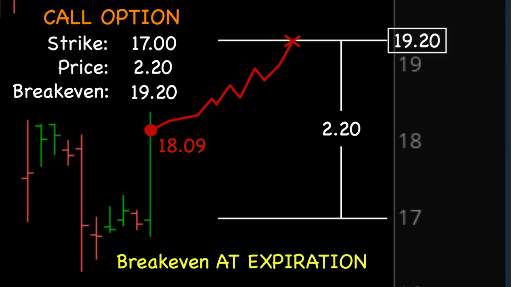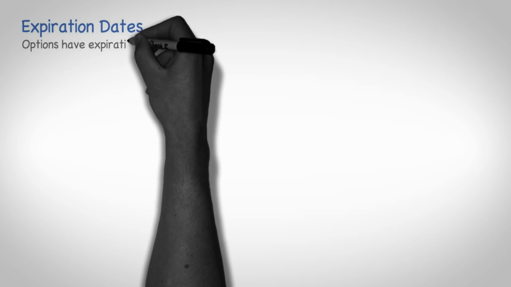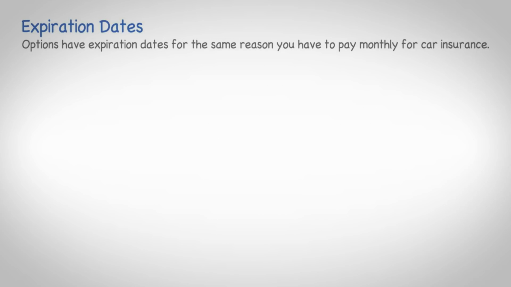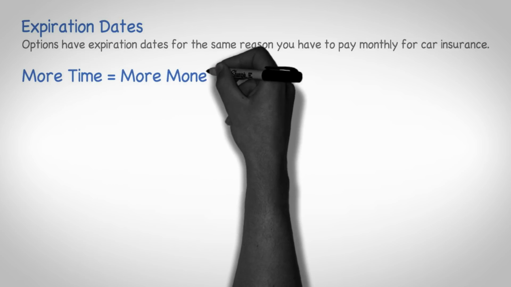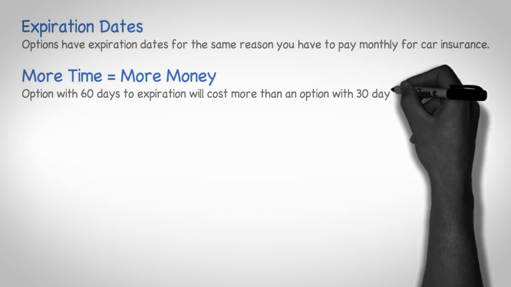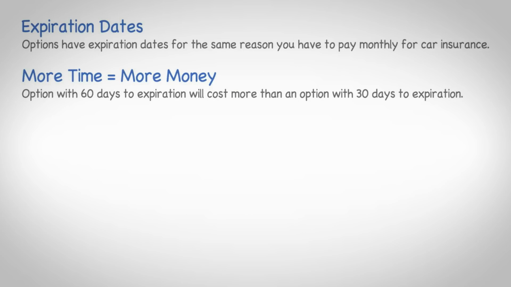We are actually able to open and close the trade any time before the expiration date. Now let's recap what you've learned in this section. Expiration dates. Options have expiration dates for the same reason you have to pay monthly for car insurance. With that being said, you don't have to hold an option all the way to expiration. If you own an option, then you can sell it any time before expiration at the current market price of the option. And more time equals more money. If you buy an option with 60 days to expiration, it's going to cost you more money than if you buy an option with only 30 days to expiration.